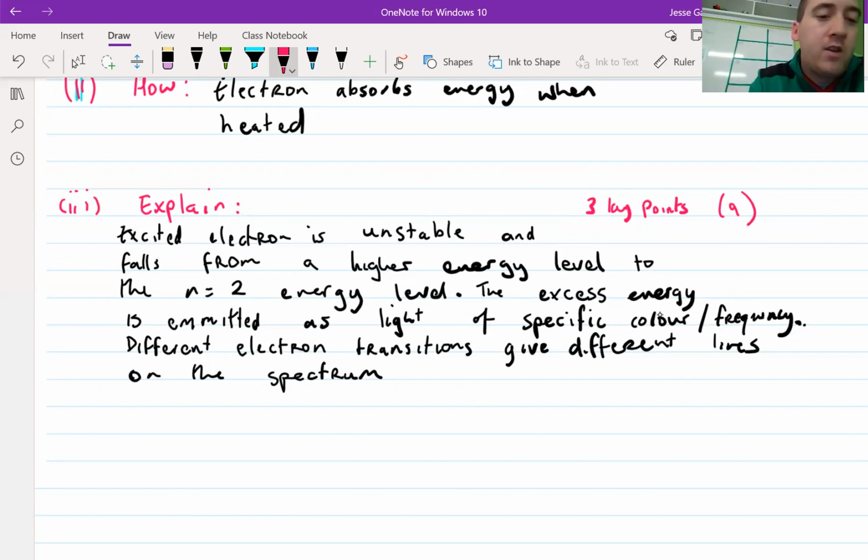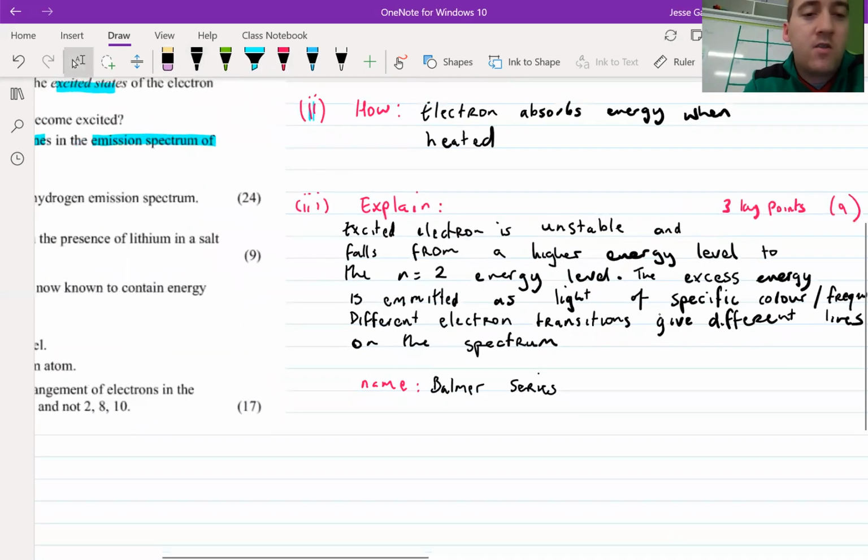All right, the other thing we were asked to do after explain was to name this series of lines. So pause the video and name the series of lines that we can see in the spectrum. This is one of those that you just have to learn, that we talked about several times. We call it the Balmer series. Okay, so that is part 3 done.